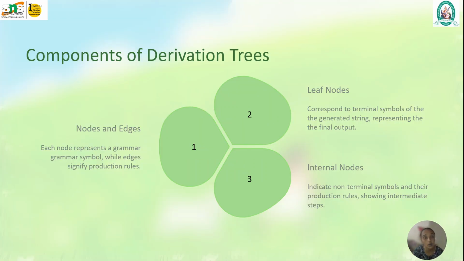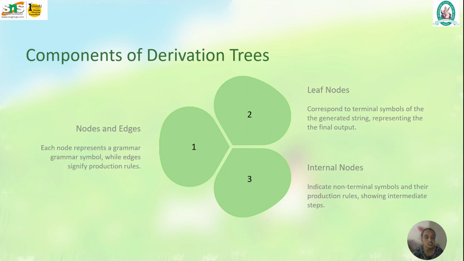Next one, components of the derivation tree. There are three components of the derivation tree. The first one, nodes and edges. The second one, leaf nodes. The third one, internal nodes. These three are the components of derivation trees.